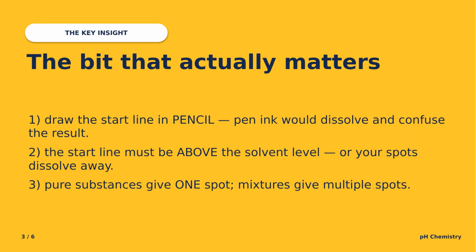3 things. 1. Draw the start line in pencil. Pen ink would dissolve and confuse the result. 2. The start line must be above the solvent level or your spots dissolve away. 3. Pure substances give one spot. Mixtures give multiple spots.